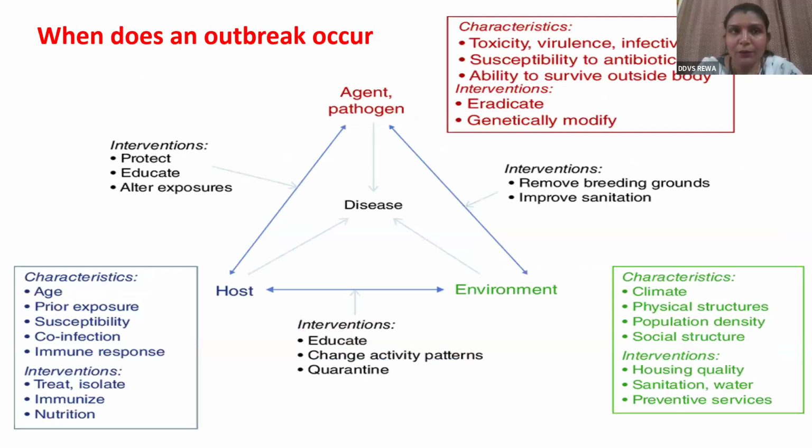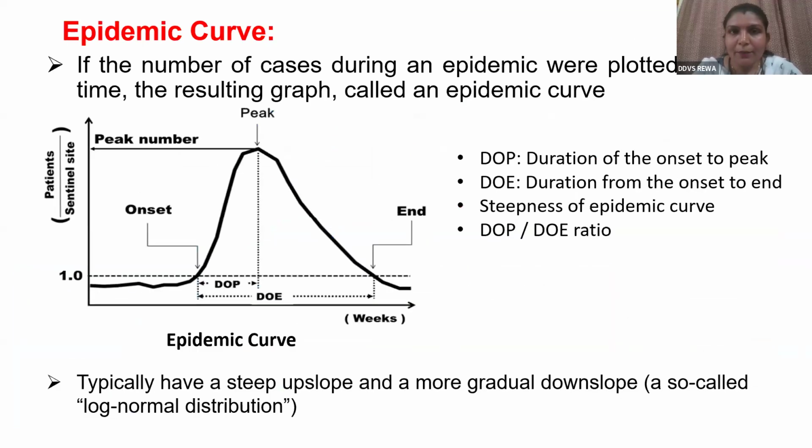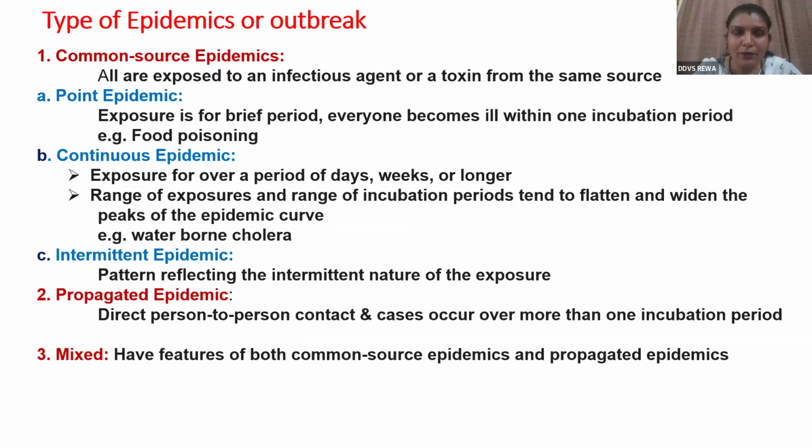This slide shows how changes in the relation of the epidemiological triad cause the occurrence of a disease outbreak. When we plot a graph with the number of cases on the vertical axis and time on the horizontal axis, we get the epidemic curve. On the basis of the source of infection involved, there are a number of epidemic or outbreak types.